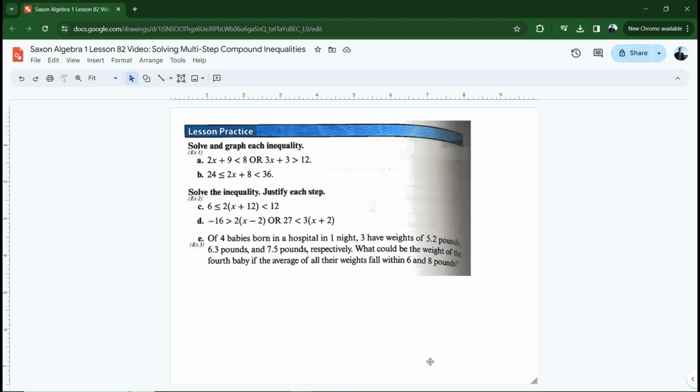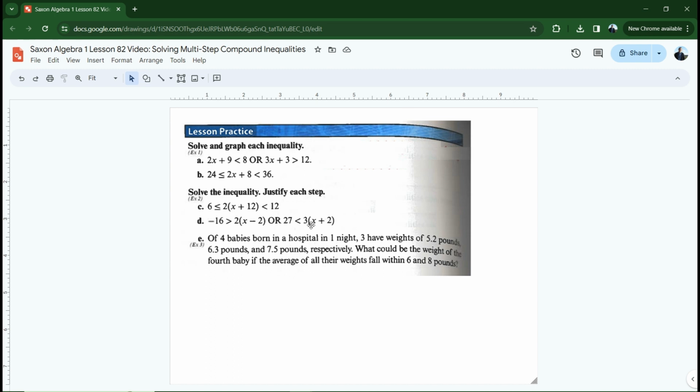Hey, algebra students. In this lesson, we're going to be talking about solving multi-step compound inequalities. Now, let's just go over that title. Multi-step means that there's going to be more than one step to getting the x variable, or whatever variable it is, on a side by itself. Notice in all of our practice problems, the variable is x, but really it could be anything, and we just need to get that variable on a side by itself.